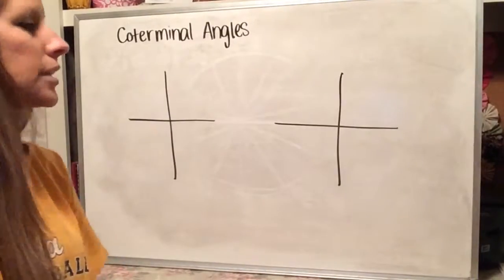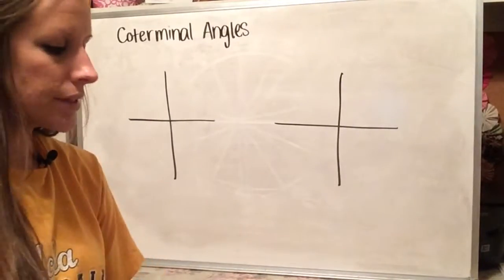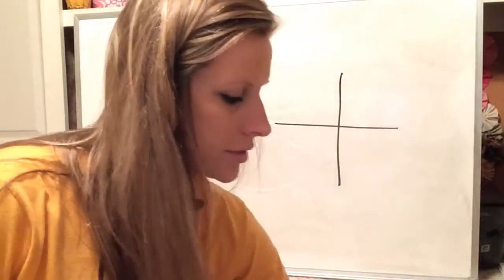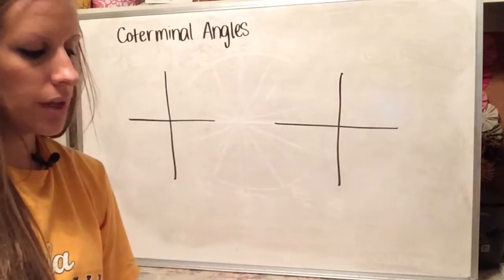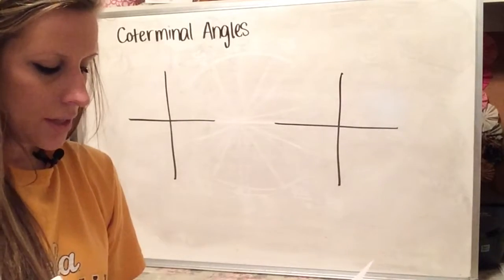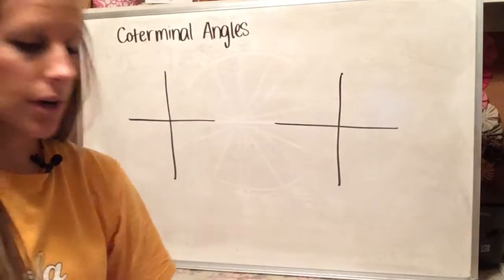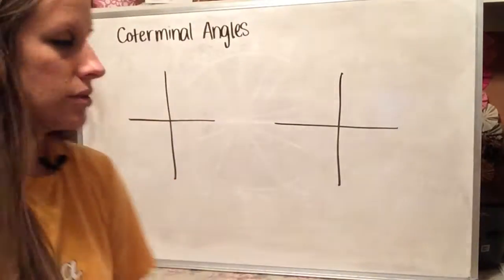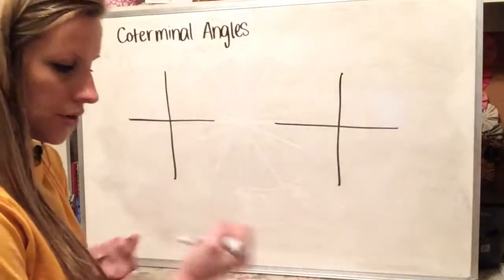Okay, so now we're going to talk about coterminal angles. Coterminal angles are two angles that have the same initial and terminal sides. There are an infinite number of coterminal angles. So let me just show you.